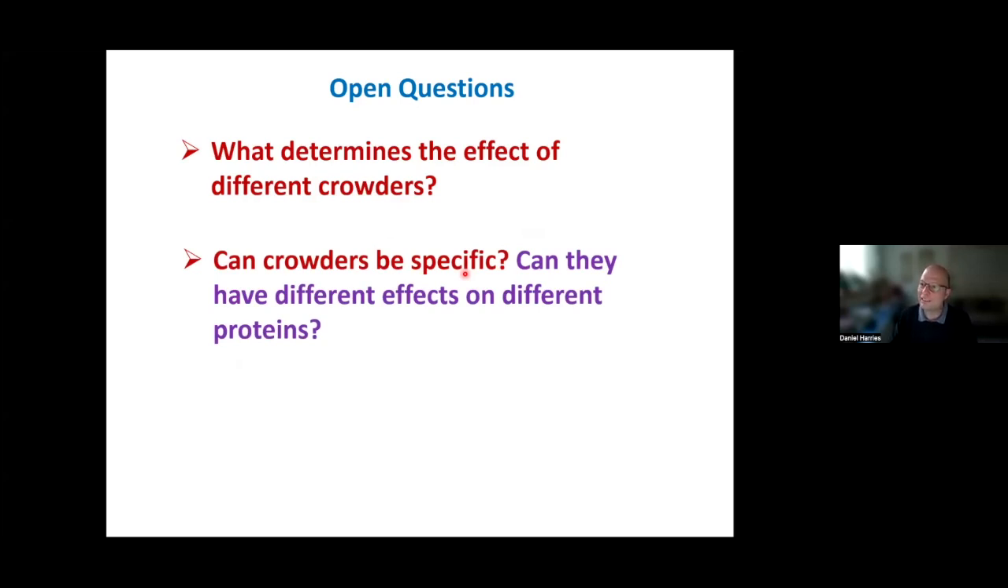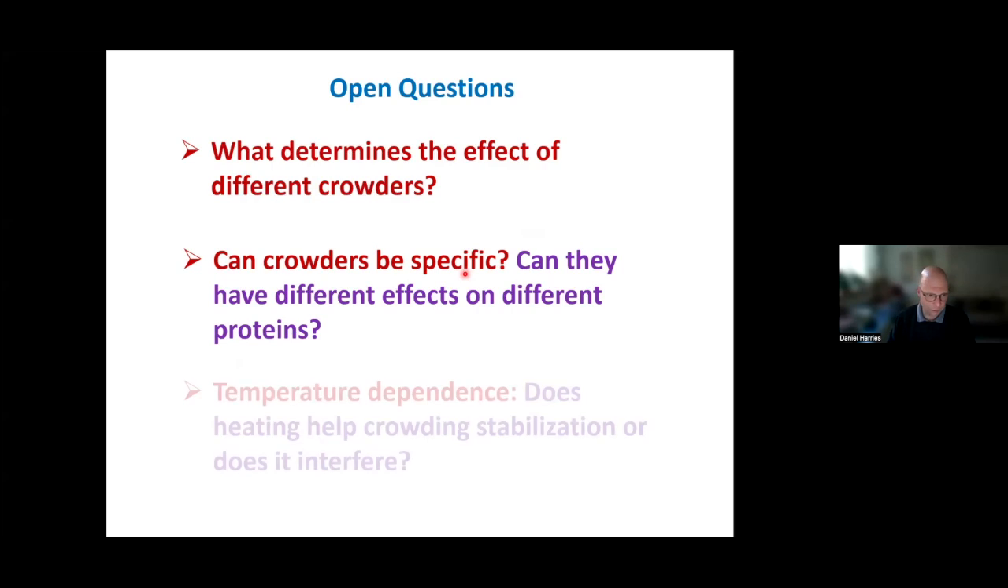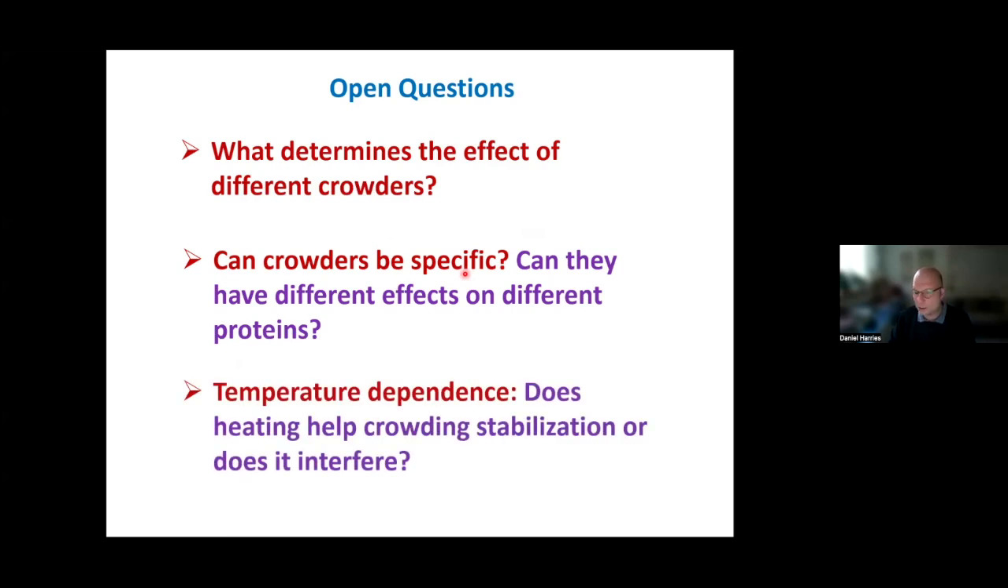So if there is an added interaction between the Crowder and the colloid or protein, can they have different effects on different proteins or colloids? So can we use this as a smarter tool than just through excluded volume interactions and drive specific interactions while leave others unaffected? And finally, in this short list that I came up with is the question about temperature dependence.